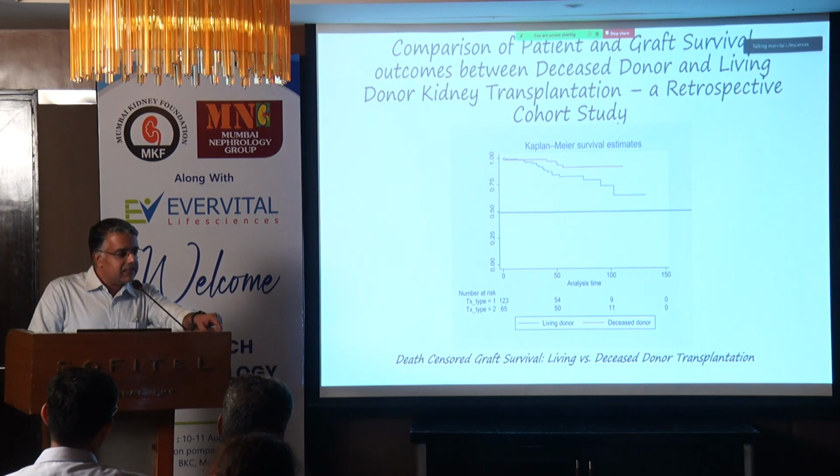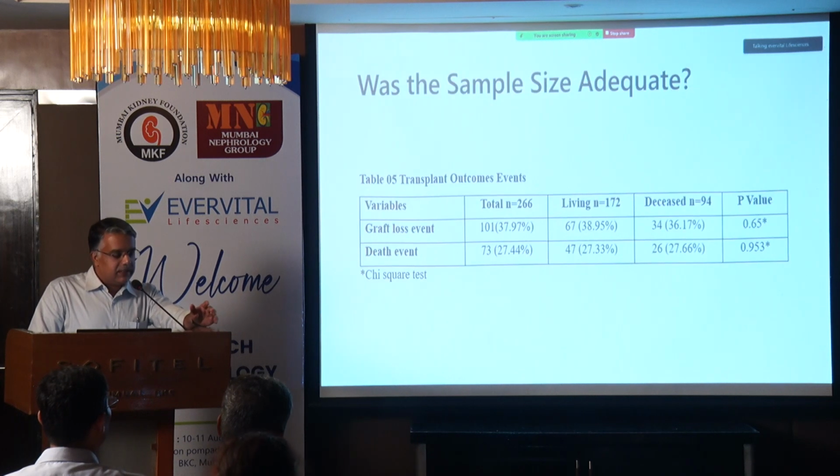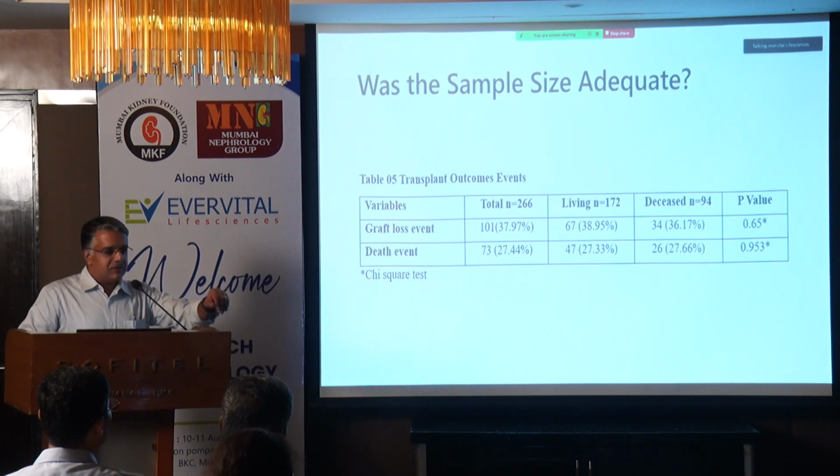Right, so this obviously raised questions whether this disease donor outcome is better or not. So let us look at the other thing. What about the sample size? One by one we'll go. There were a total of 266 transplants, up to the end of 2022, when we had collected the data. Out of these, 172 were living donor and 94 were disease donor. So don't look at the other thing. I just put it up because I copied it.